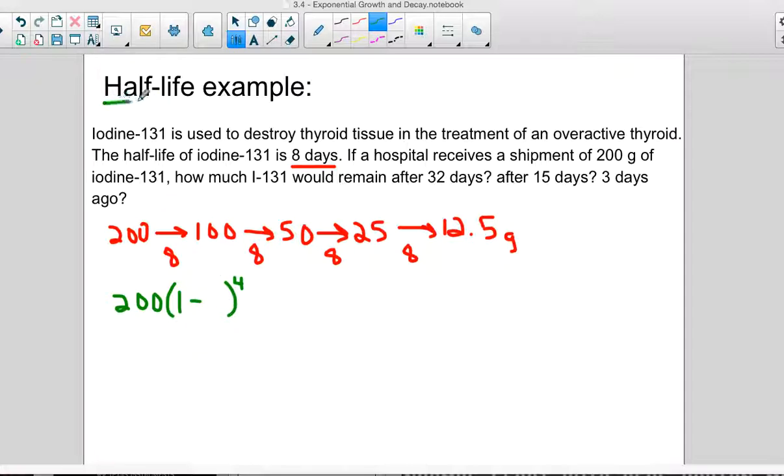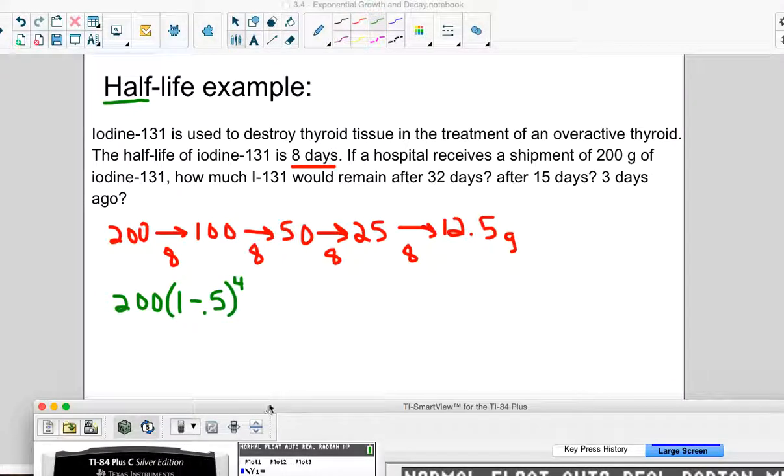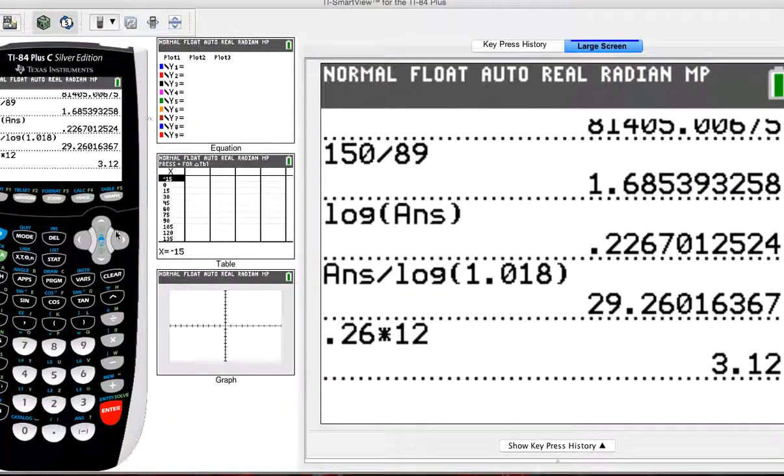Well, it's called a half-life. The rate is 0.5, right? Half of it's decaying every half-life. So that's just 1 minus 0.5. So it's always going to end up simplifying to 0.5. You don't even have to write 1 minus 0.5 because 1 minus 0.5 is 0.5. So on your calculator, that should give us the same exact answer.